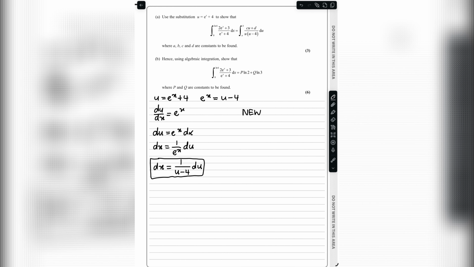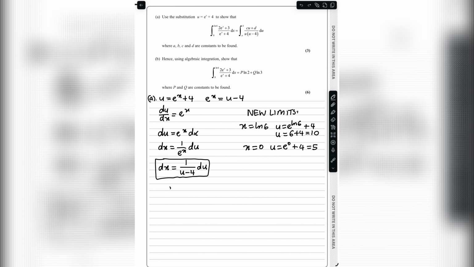And we also need to determine our new limits. So we know when x equals ln 6, u equals e to the power of ln 6 plus 4. And remember that e to the power of ln x is just x, so the first term is 6 plus 4, and that equals 10. And when x equals 0, u equals e to the power of 0, which is 1, plus 4, and that gives us 5.